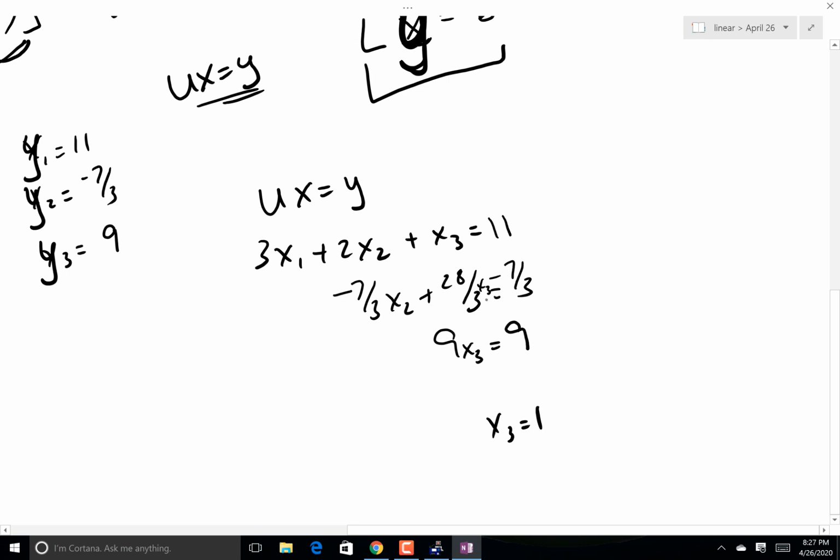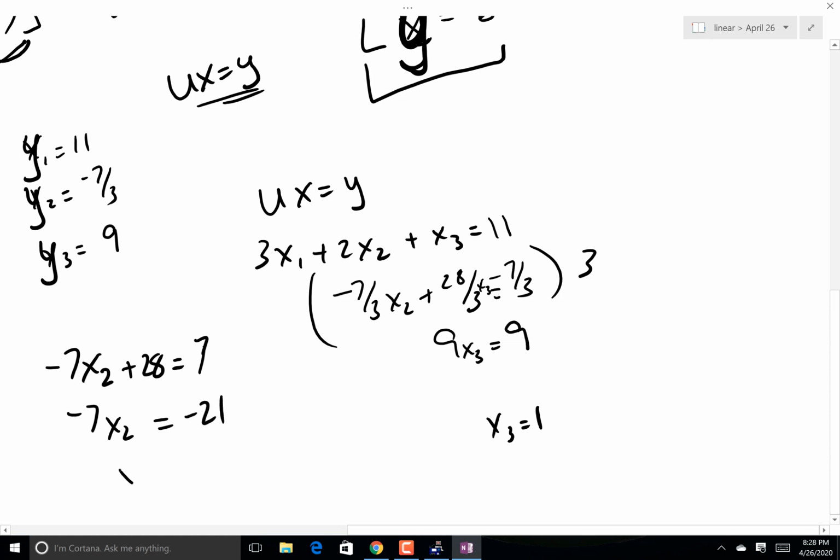That's cool. Now you plug that in. First of all, let's times the bottom of this equation by 3 just for fun, right? So it's going to be negative 7/3 x2, or negative 7x2. And then plug a 1 in for x3. It's going to be plus 28 is equal to 7. So then negative 7x2, you subtract this over here, you're going to get negative 21. So x2 is equal to 3.